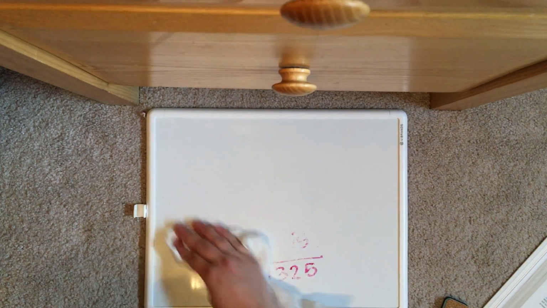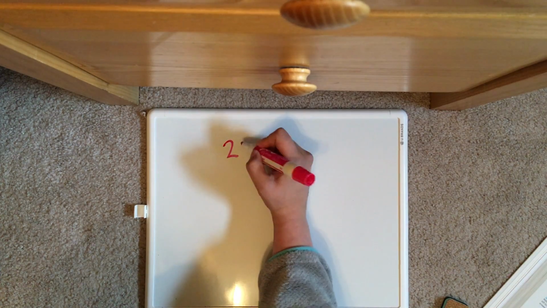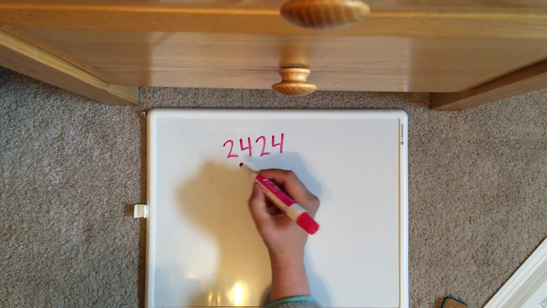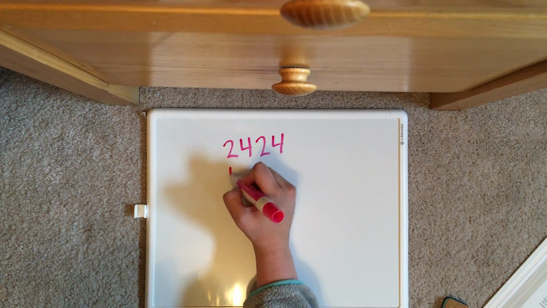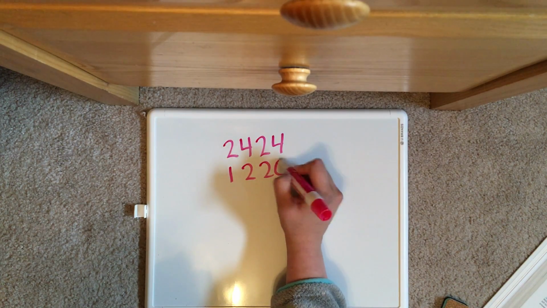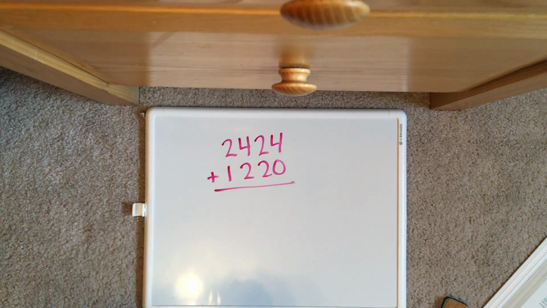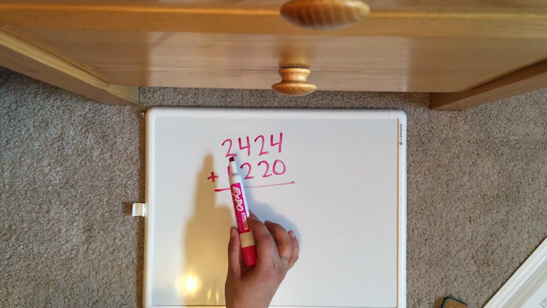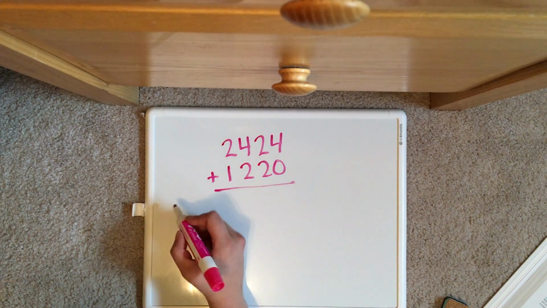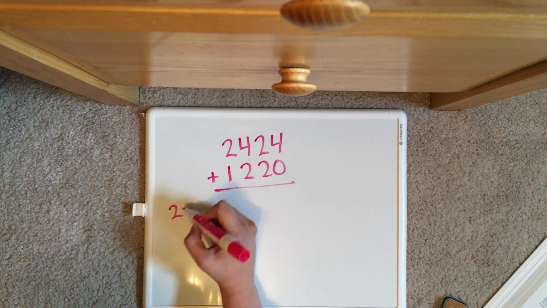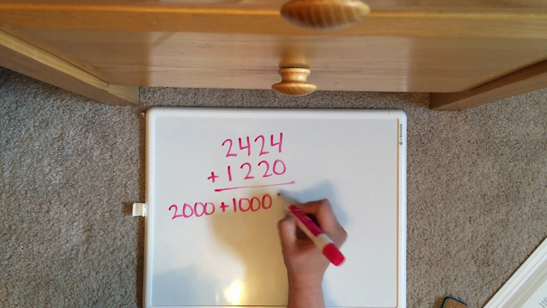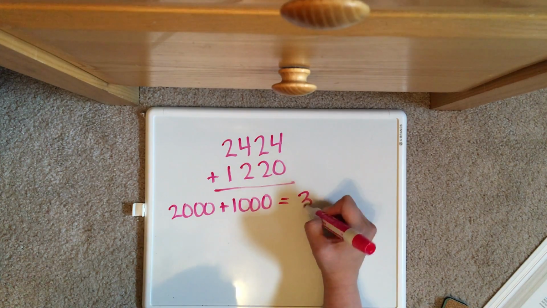But what if we have a bigger number than that? So let's go with 2,424 plus 1,220. So how would we do that? We'll do the same thing except for the fact that in this case we're going to add thousands. So we'll say that's 2,000 plus 1,000. That will give us 3,000.